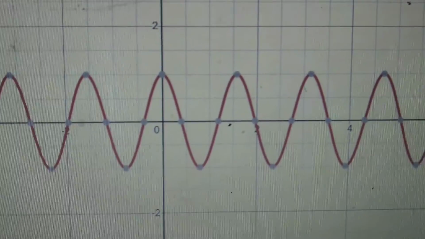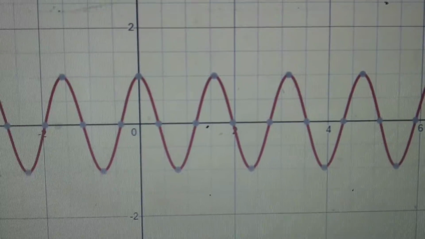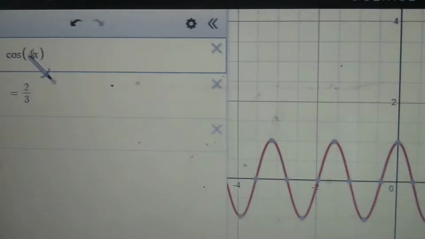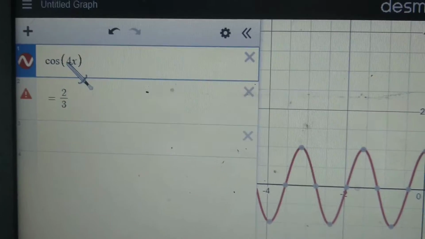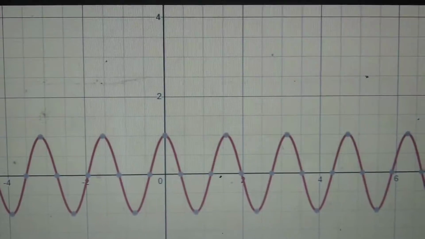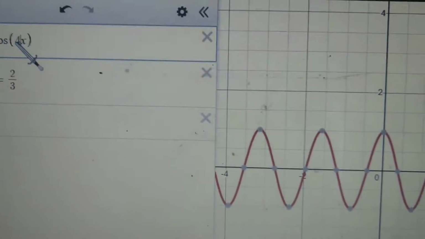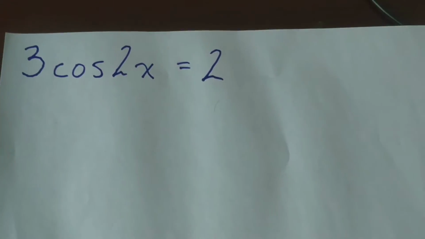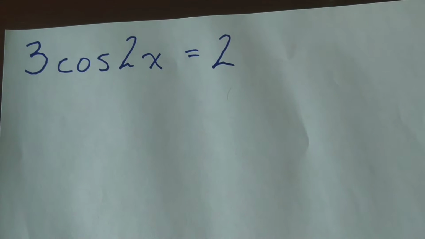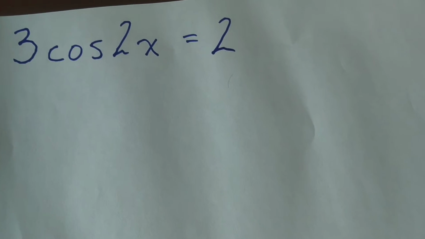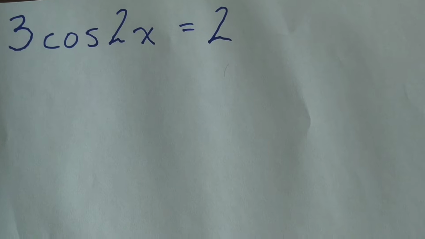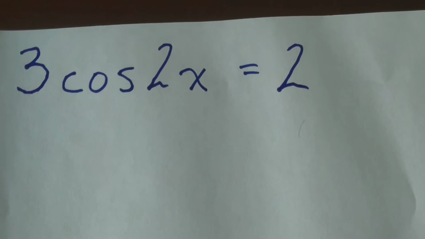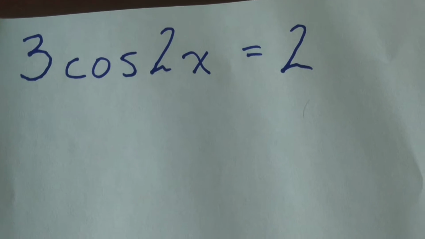So 360 divided by 4, and it's going to be every 90 degrees then. Okay, and that's a cosine of 4x. And that's what your curve is going to look like. So like I said before, if it's a cosine of 2x, that's going to double the period length. So the sine wave is going to go twice as fast.